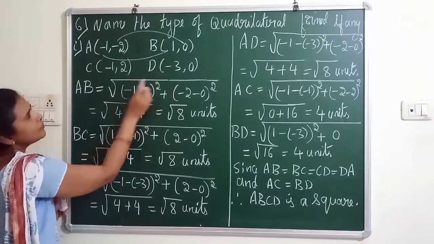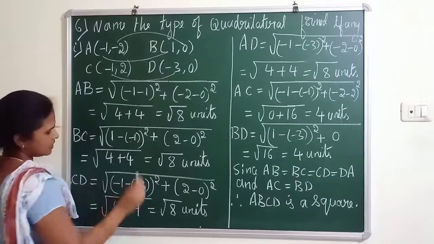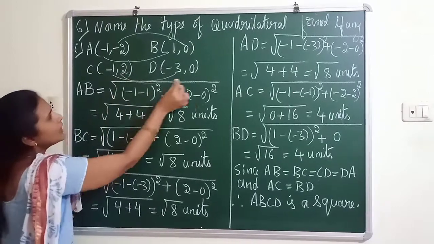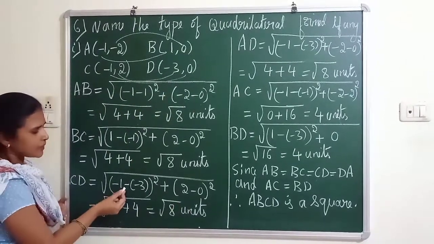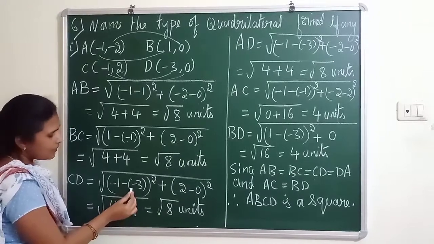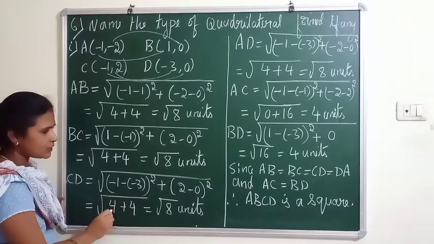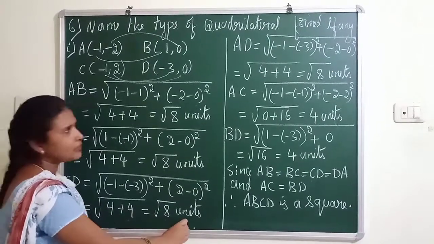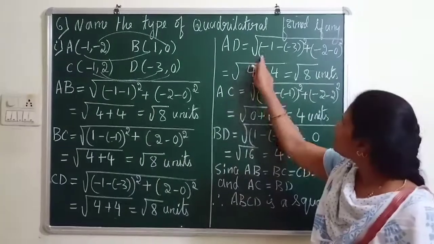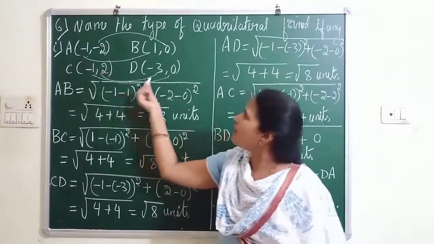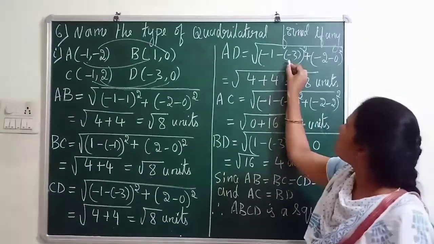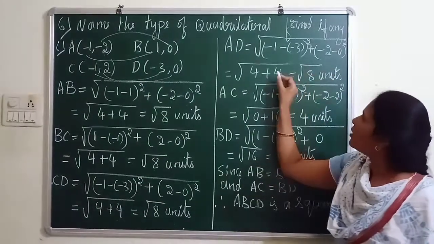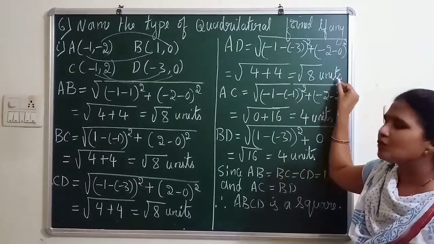Next the length of CD. So -1 minus of -3, whole square, plus (2 - 0) whole square. Again you can check here, minus into minus is plus. Plus 3 minus 1 is 2. 2 square is 4. And here again 2 minus 0 is 2, 2 square is 4. 4 plus 4, √8 units. And the last side is AD. Check here AD: -1 minus of -3, that is +3, whole square, plus (-2 - 0) whole square. So again you get 4 plus 4, that is √8 units.